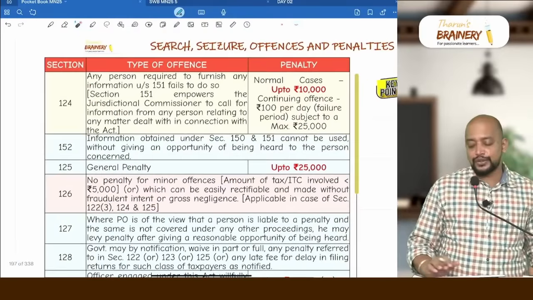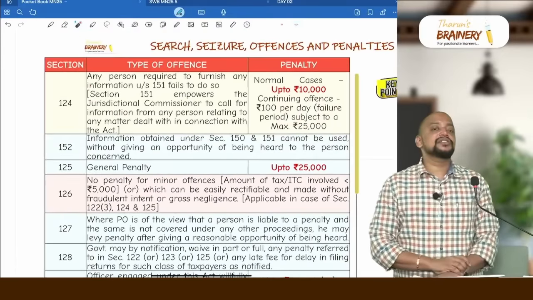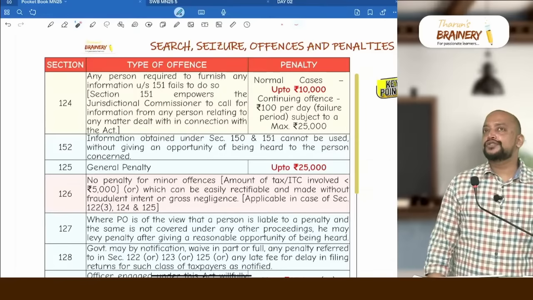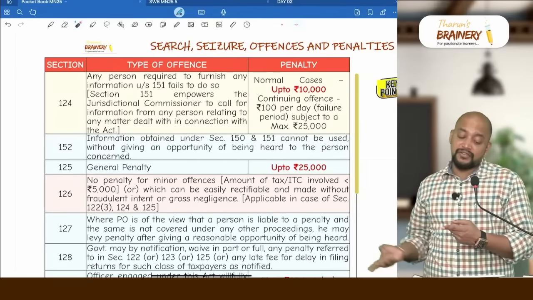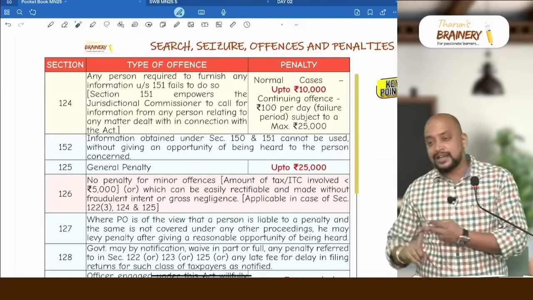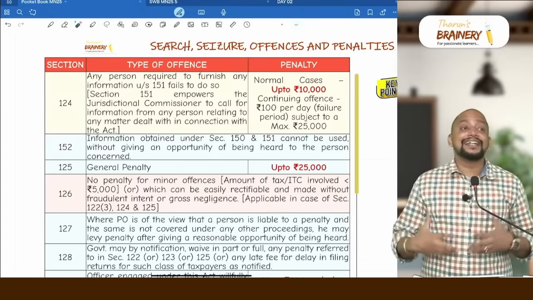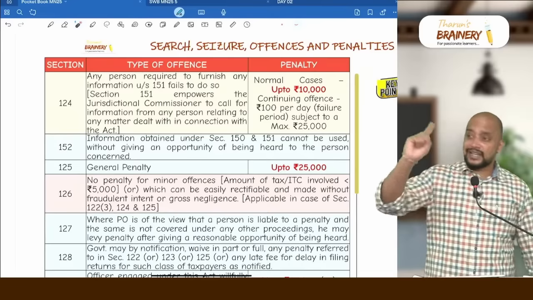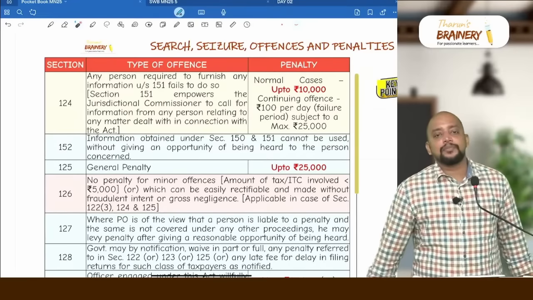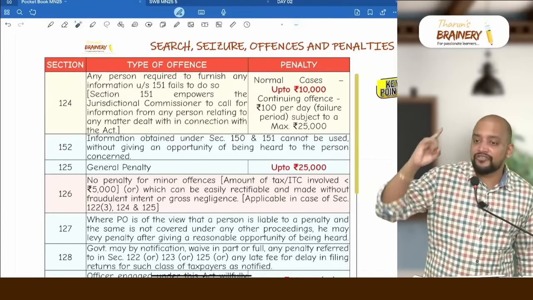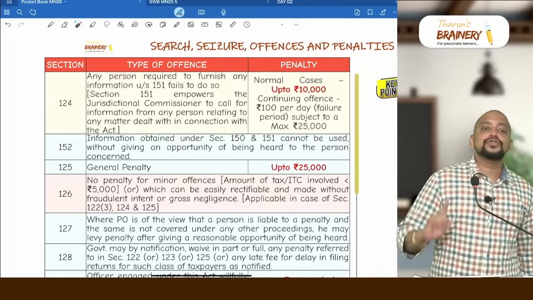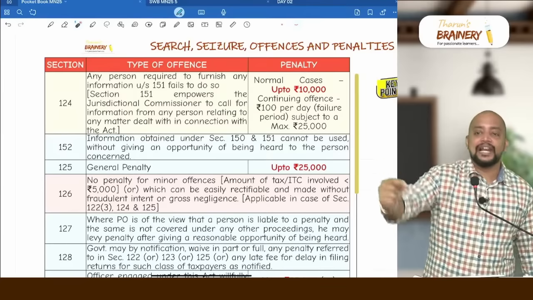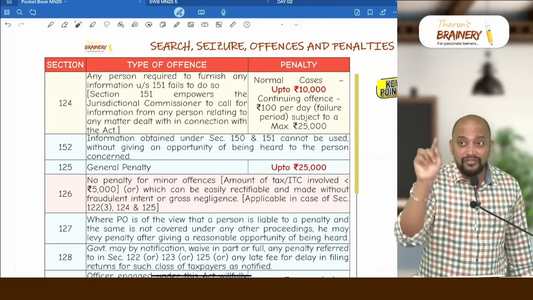Then 124 will come into picture in case the information is not submitted under section 151. As per section 151, what will happen? So we need to submit the information, but what is the difference between 150 and 151? 151 is like we need to give the data. 150 is about the information. Example, if GST department is asking the bank manager to submit the bank statement of Mr. Tarun Raj, that is section 150. If the bank manager is asked to submit the data of all the account holders whose gross receipts in a year exceed 40 lakhs, that will be information under 151.